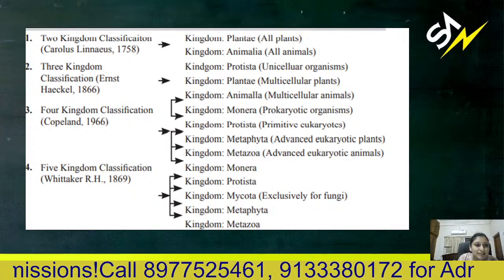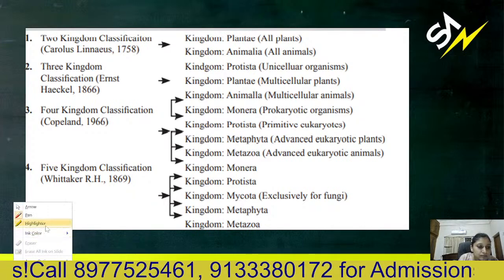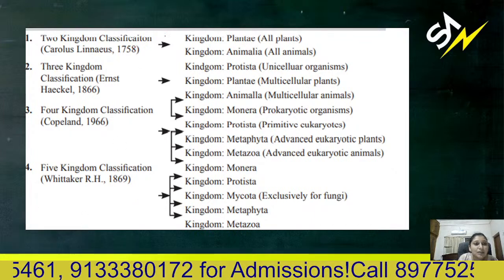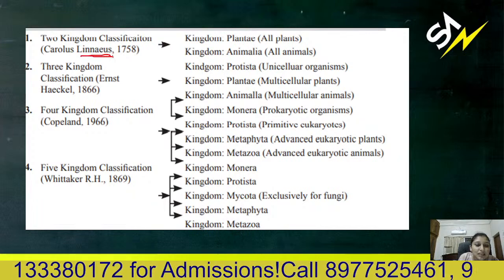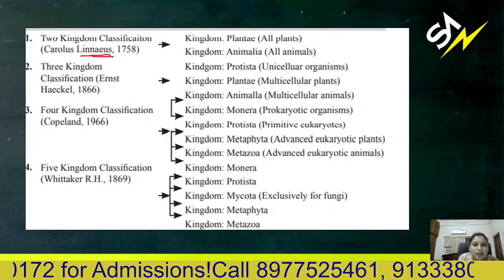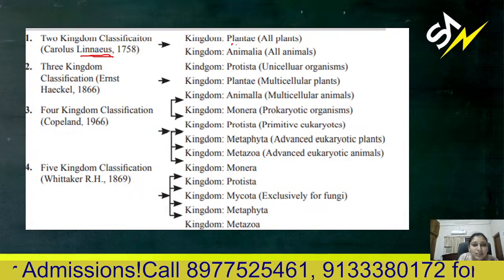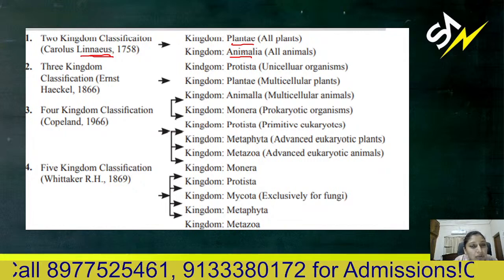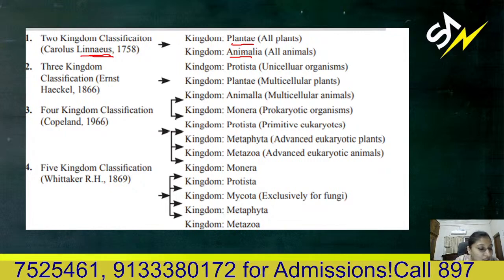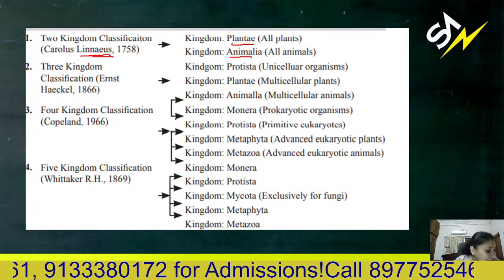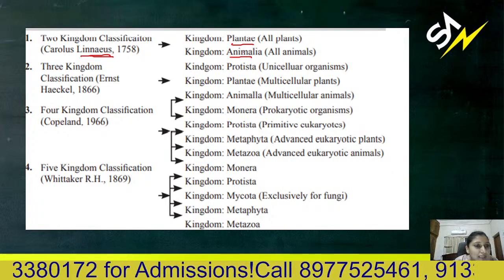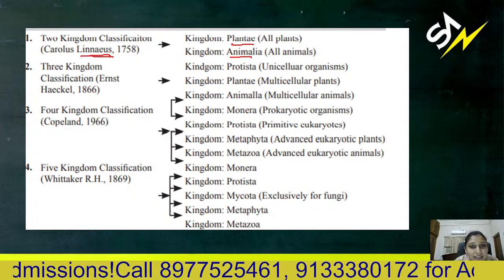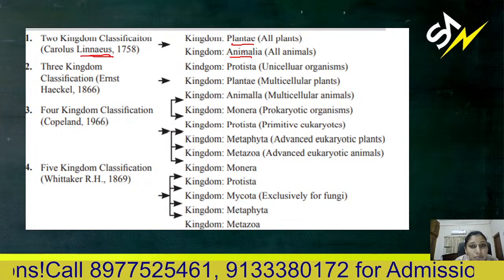So, two kingdom classification. First, Linnaeus classified organisms into two groups only, two kingdoms only, Plantae and Animalia, but he was unable to say anything about prokaryotes and eukaryotes. So, correct, Kiran. Three kingdom classification was then given by Ernst Haeckel. In that, a third kingdom was introduced as Kingdom Protista.